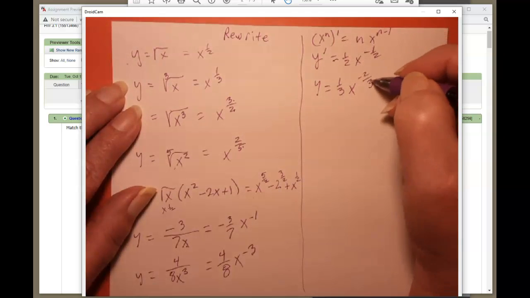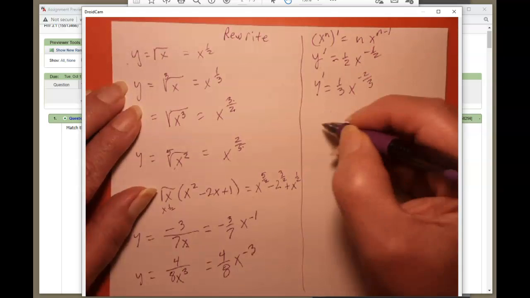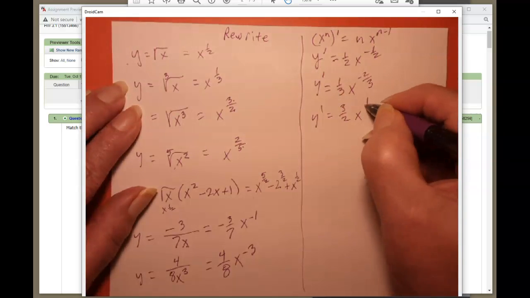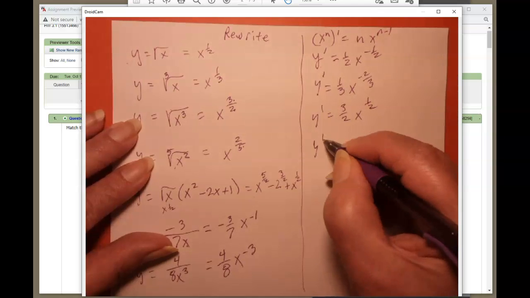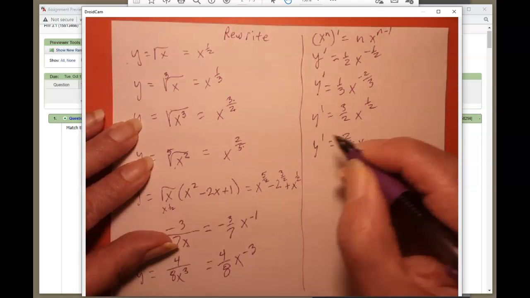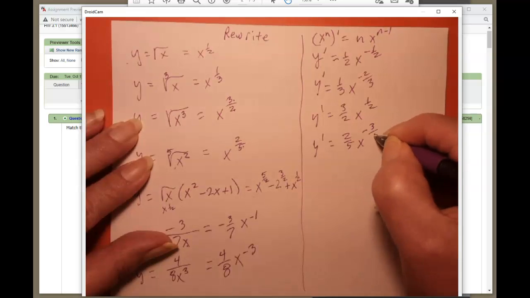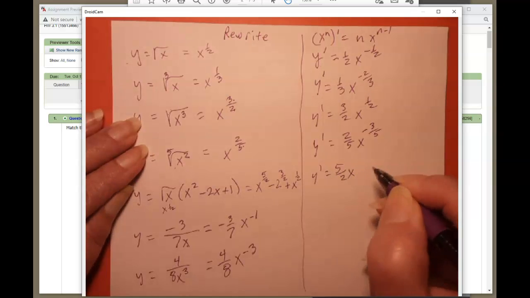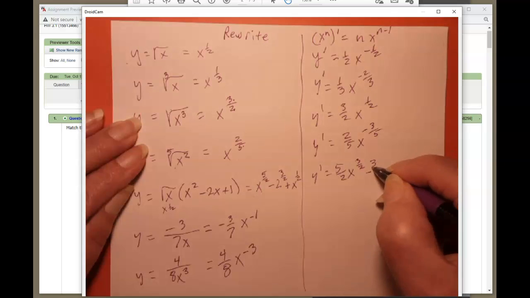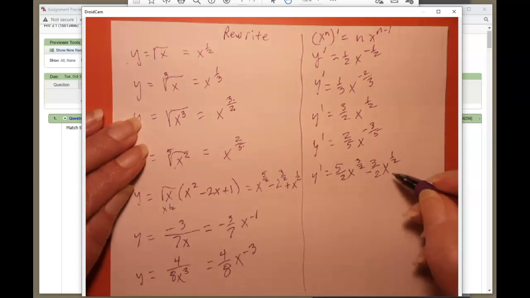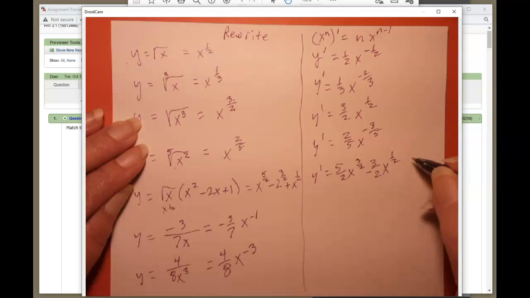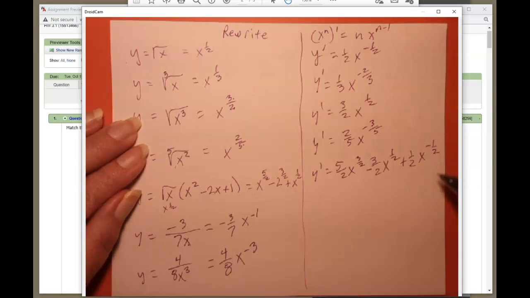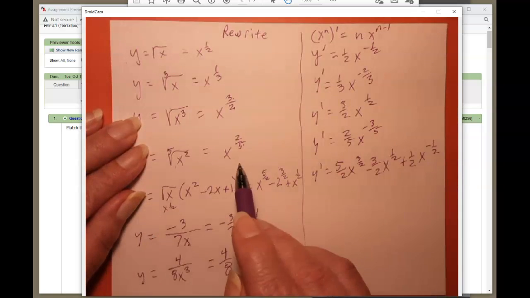So the denominator is not going away for the power here. This would be y prime is equal to 3/2 x to the 3 minus 2 gives me 1/2. This is y prime is equal to 2/5 x to the 2 minus 5 gives me negative 3/5. This is y prime equals 5/2 x to the 3/2 minus 3/2 x to the 1/2. Note that the x is not in the denominator here. 3/2 is a separate thing. Plus 1/2 x to the negative 1/2. These should be really easy, so don't mix them up. If you can rewrite them, they're real easy.